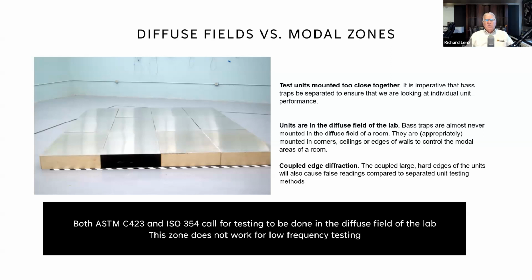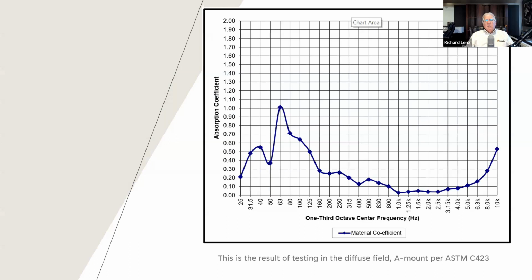So the other factor that comes in is you get edge diffraction. As we can see here, there's big edges in this particular model, and it creates a really interesting response. So this is what that test looked like. The 63 hertz is correct. That is actually the center frequency. It's at a 1, but it's really, really narrow. It's a very narrow response.